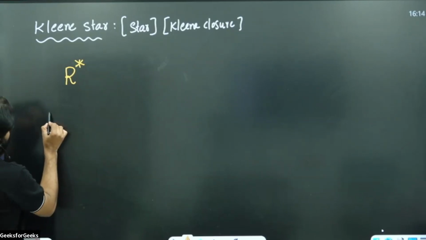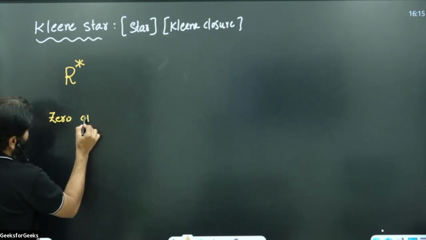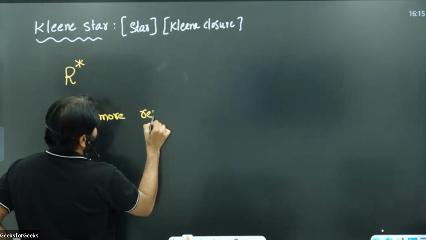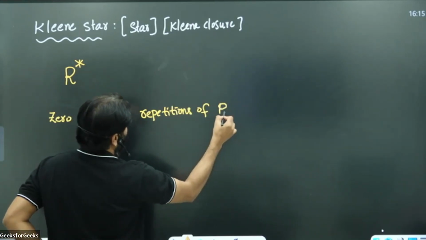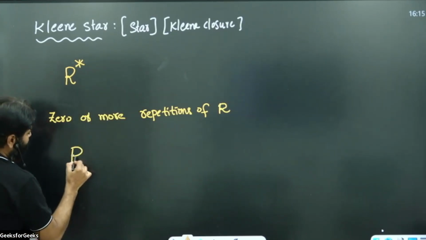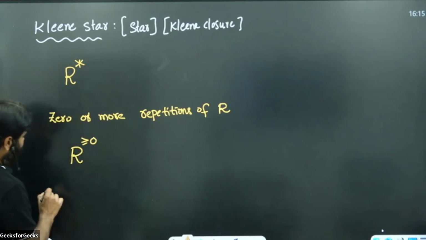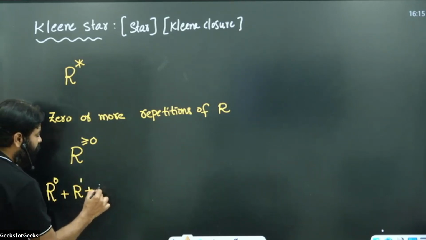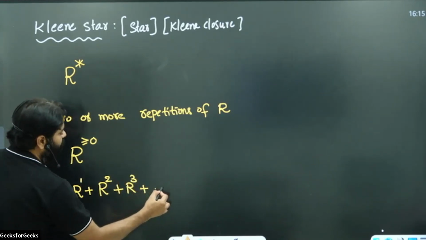It means zero, that is very important, zero or more repetitions of R. Means R you can repeat zero or more times. Simply you can say R power n, where n is greater than or equal to 0. What it means? You can have R power 0 here. If you want, you can write R power 1, you can write R power 2, you can write R power 3. It is your choice. You have all the possibilities.